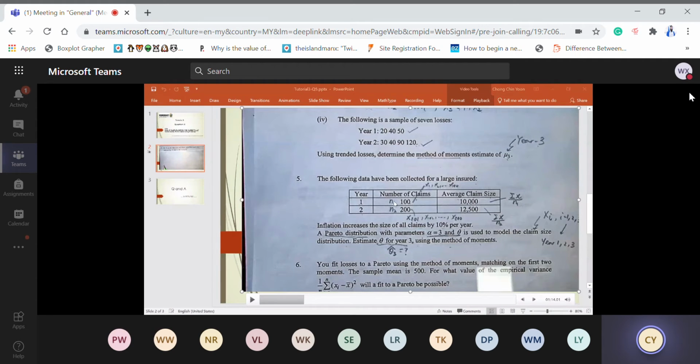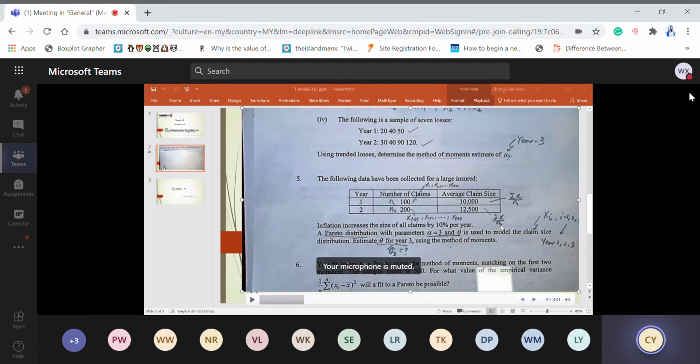For year 1, the sample size is 100, and year 2, the sample size is 200, and given the different average claim size. The average claim size for year 1 is 10,000, which equals the summation of all the observations divided by N1, that is summation of X divided by N1. And for the second group in year 2, the average size is 12,500, which equals the summation of all the observations in year 2 divided by the sample size, 200. That is summation X divided by N2.